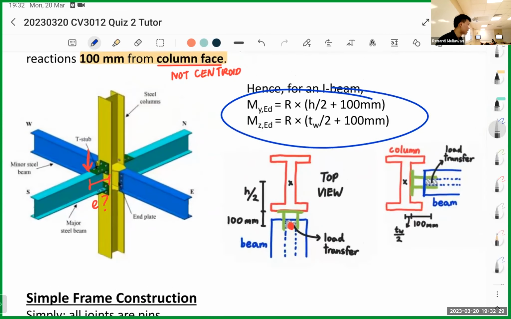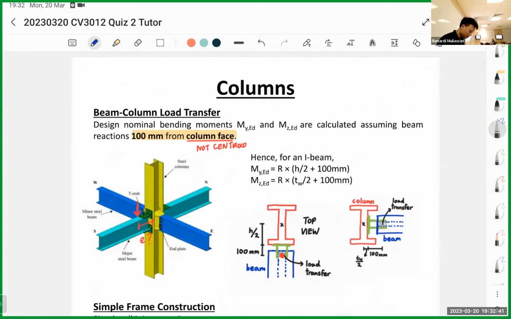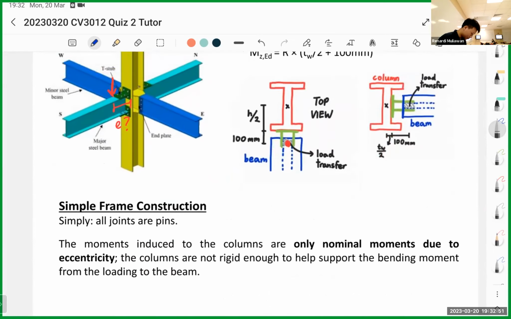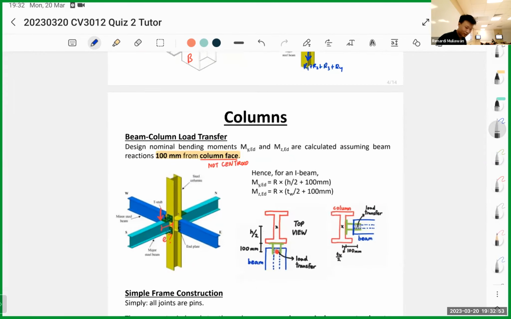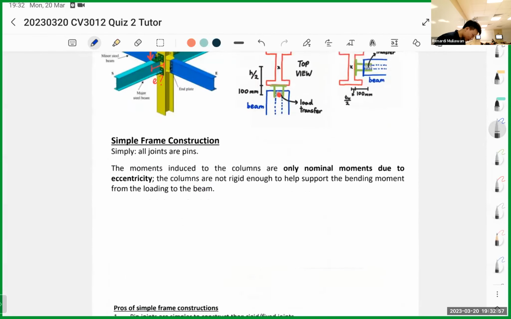But this one only applies for IB. For CHS, RHS, SHS is a different thing. But the 100 millimeters from column face is a fixed constant. I hope this one is clear. The moment is caused by the eccentricity of the point load of the reaction force of the beam. These concepts, I hope you are clear. Eccentricity.